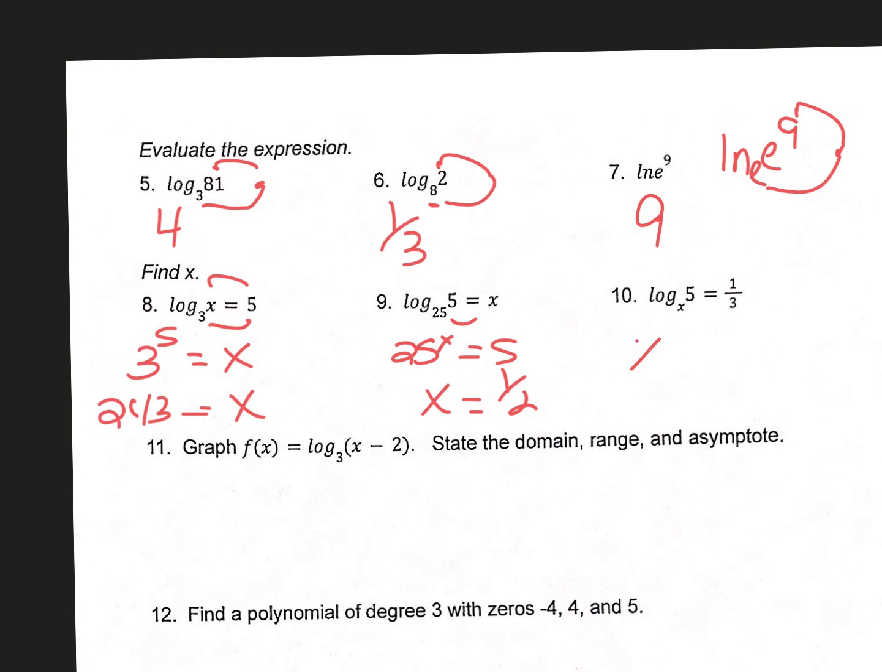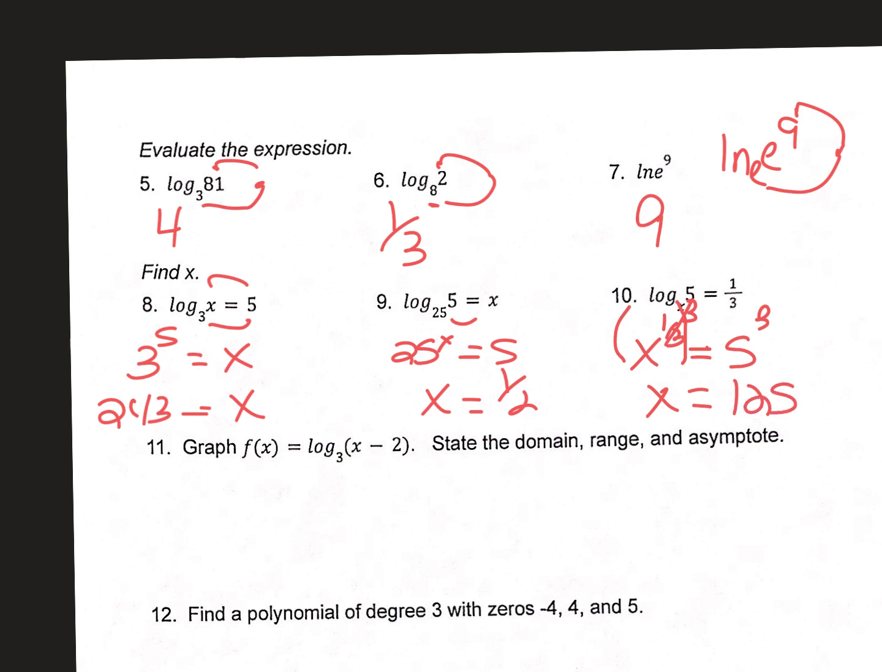Number 10, x to the 1/3 equals 5. All right, just think about how to solve that. 1/3 power means cube root. That's what it really means. What's the opposite of cube root? Cubing. So what I would do, or another way to look at it, is raise both sides to the reciprocal power. And over here, it just cancels. That leaves 5 cubed, which is 125.